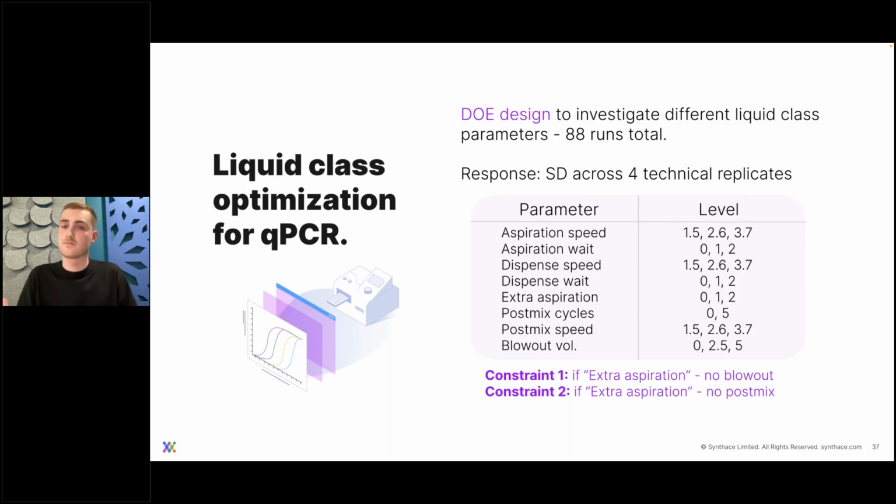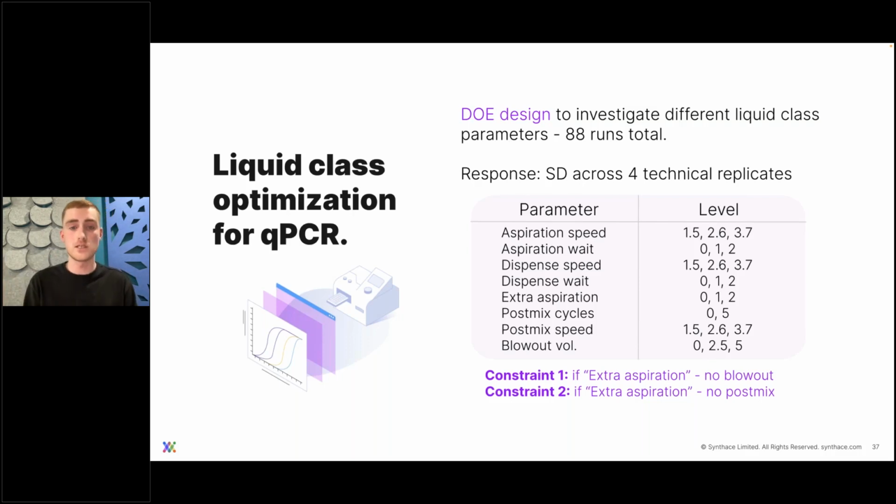Of course, we love DOE, so he used design of experiments to do this, so he could investigate multiple variables at once. I've summarized the liquid class parameters, the factors that he planned to investigate, and then the levels which he investigated for those factors on the right-hand side. From there, he created a DOE design to investigate those factors and their levels, and this resulted in 88 runs. These experimental runs would have 4 replicates.